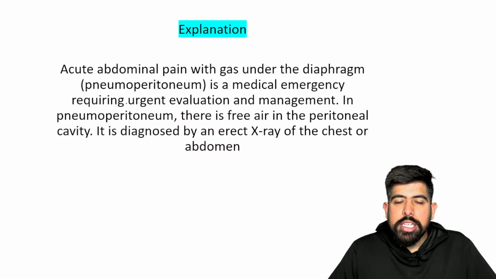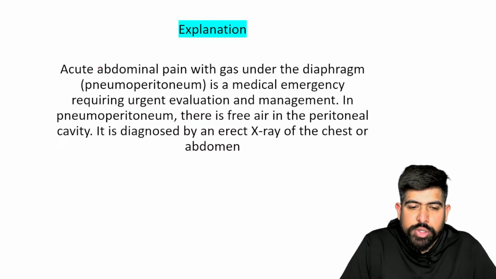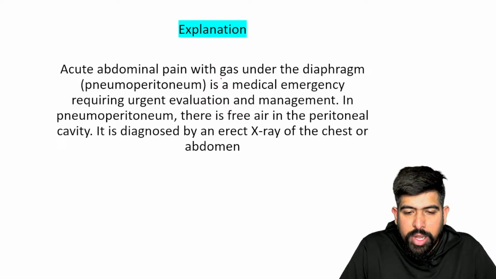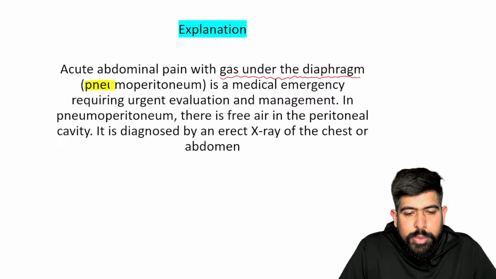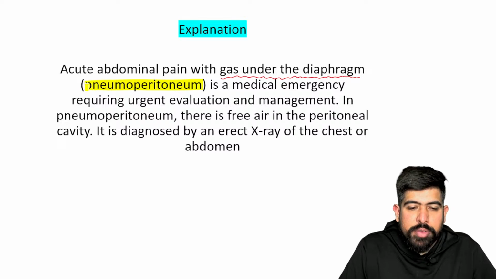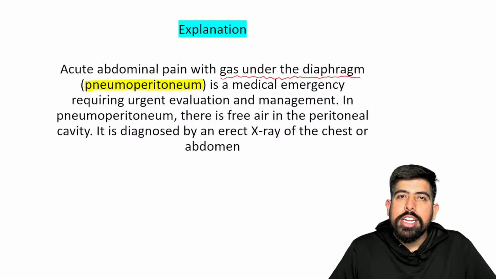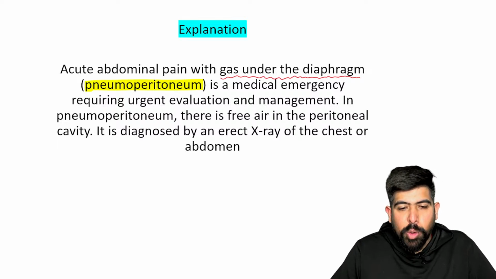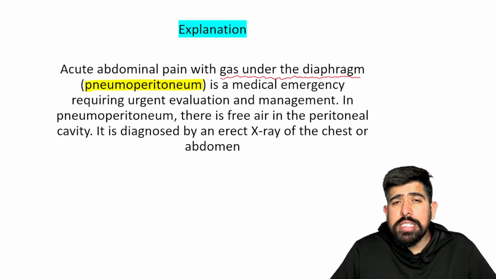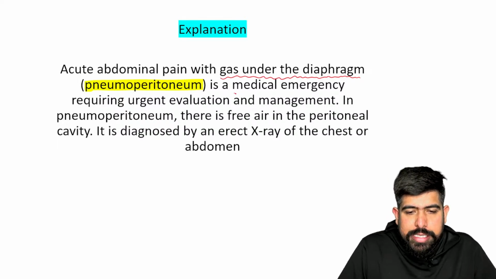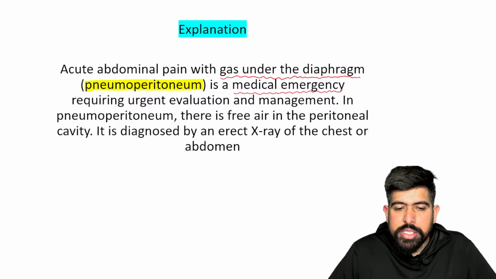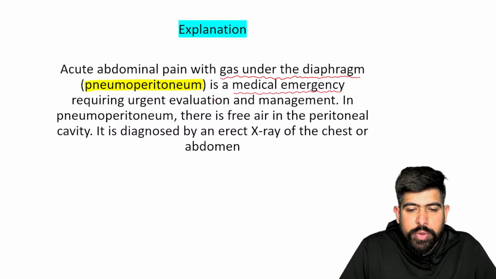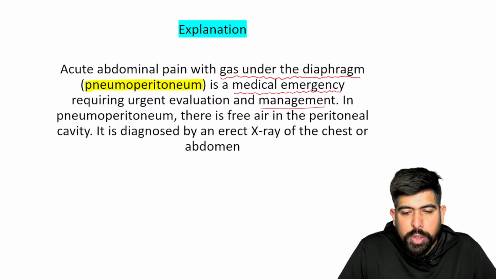The answer is clear: gas under the diaphragm. As we also discussed in the explanation, the acute abdominal pain was due to gas under the diaphragm, which we saw there. If the option is not given as gas under the diaphragm, they can give you the option pneumoperitoneum. If there is air in the peritoneal cavity, that is known as pneumoperitoneum. And please remember, this is a medical emergency, because air under the diaphragm requires urgent evaluation and management.